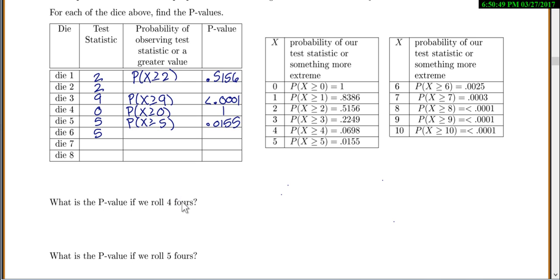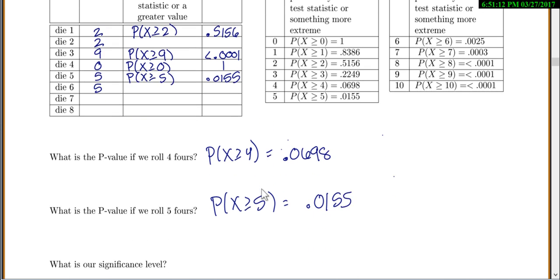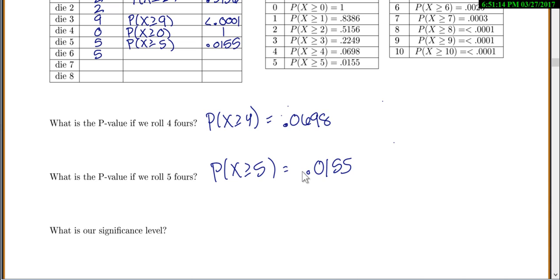Let's also write down what's the p-value if we roll 4 4s. So the probability that x was at least 4, because it's what you got and anything that's even more unlikely. That's why we're going greater. So for the 4, we're at 0.0698. And the p-value for 5 4s, x at least 5, is 0.0155. So what was our significance level? You probably forgot because it's been a little while now, but we said alpha is 0.05.